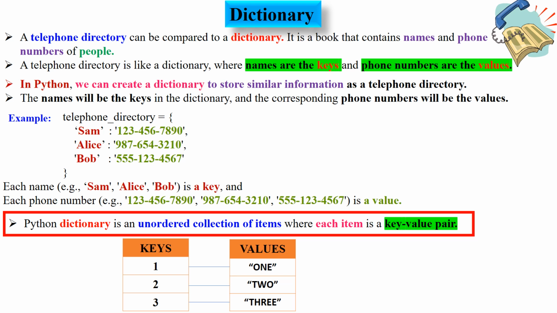Python dictionary is an unordered collection of items where each item is a key-value pair. Dictionary in Python is a collection of key-values used to store data values like a map, which, unlike other data types which hold only a single value as an element. You can see in this picture how each key holds a single value as an element.